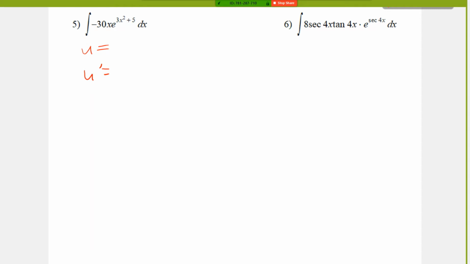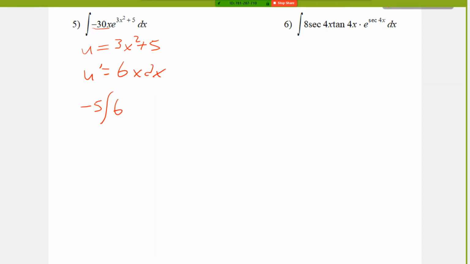Okay, so my u is 3x squared plus 5. Then my derivative of that would be 6x dx. Okay, I don't have a 6x dx, I've got a negative 30x dx. So what do I have to do? Okay, I could, but I actually already have the 6 inside that negative 30. So is there anything that I could pull out? Okay, I can just pull out that negative 5, because negative 5 times 6 is that 30 already.